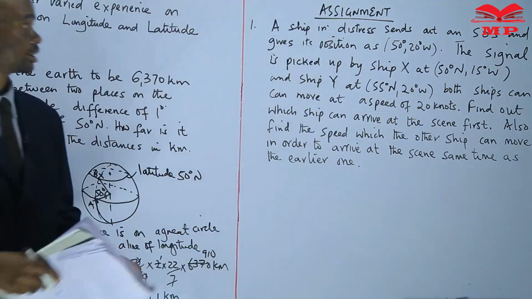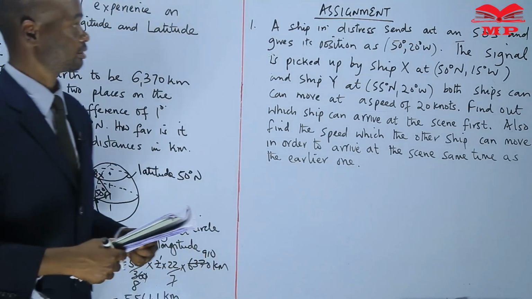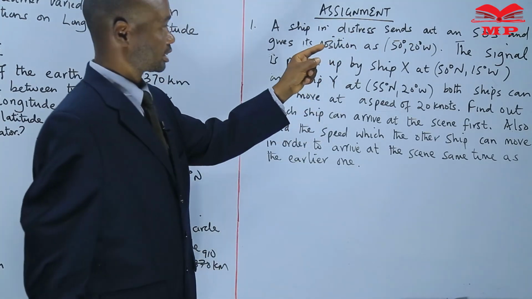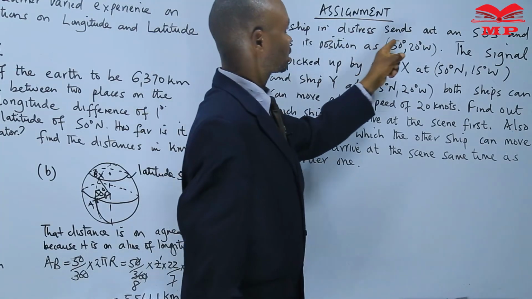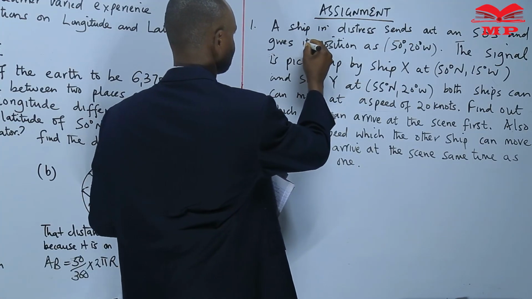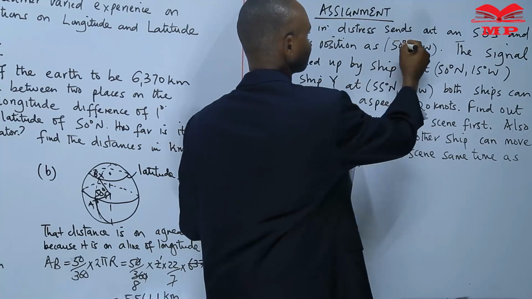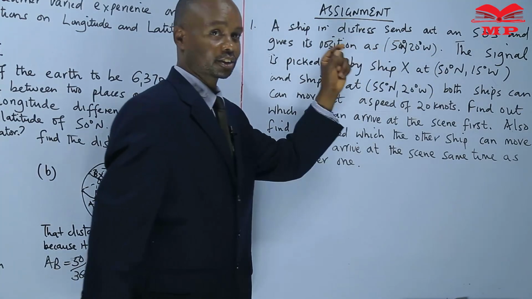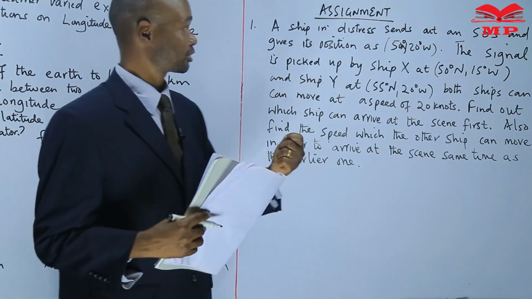So Lana, that is the question, which is a typical example of some of the applications I told you about for navigators and shippers. A ship in distress sends out an SOS. An SOS is just a signal of distress. So a ship in distress sends an SOS and gives its position as 50 degrees north and 20 degrees west. This is the ship. It is not moving. When it is in distress, it just stands. That's why you'll have other two ships coming to rescue.